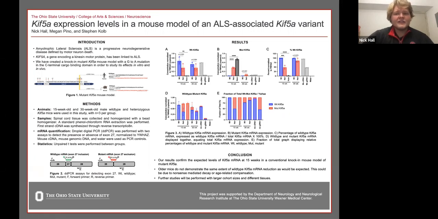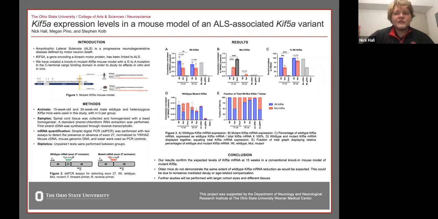ALS is a neurodegenerative disease defined predominantly by motor neuron death. Patients experience progressive muscle weakness that typically results in paralysis and eventually death within 5 years. Kinesin family member 5A, or Kif5a, is a gene that has been linked to the development of ALS. It is a neuronally expressed gene that encodes a protein for the kinesin motor protein family, which means that it is responsible for transporting cellular cargoes.